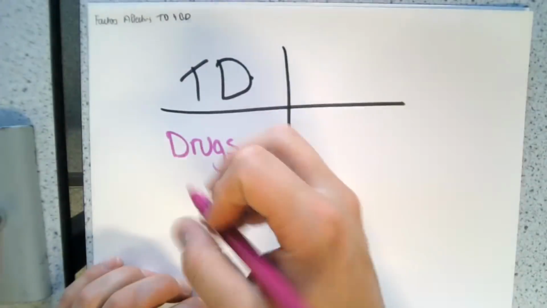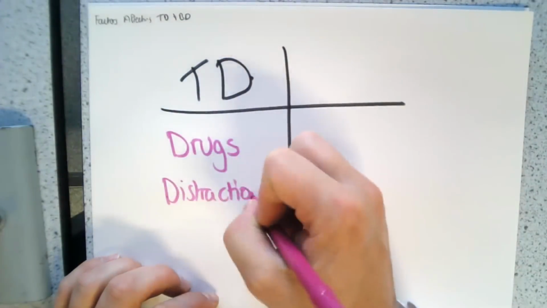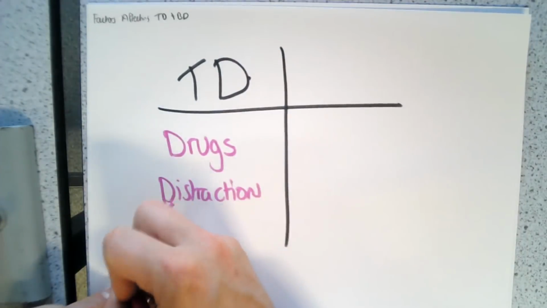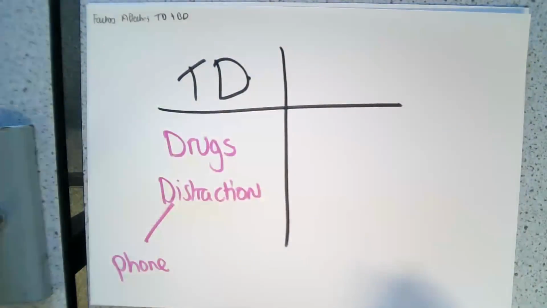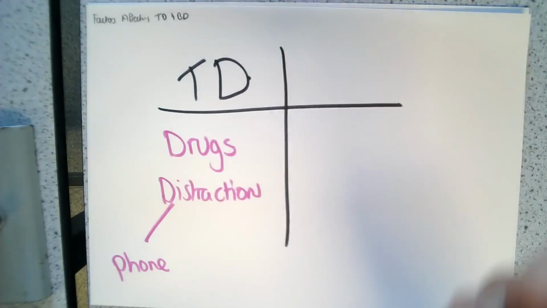Okay, so drugs, distractions. Your phone. Trying to connect Bluetooth on your phone, or your phone's ringing because your mum or dad's phoning you. It can distract you because you're looking at your phone. So actually, it takes you longer to react to a situation, so your car travels a longer distance.